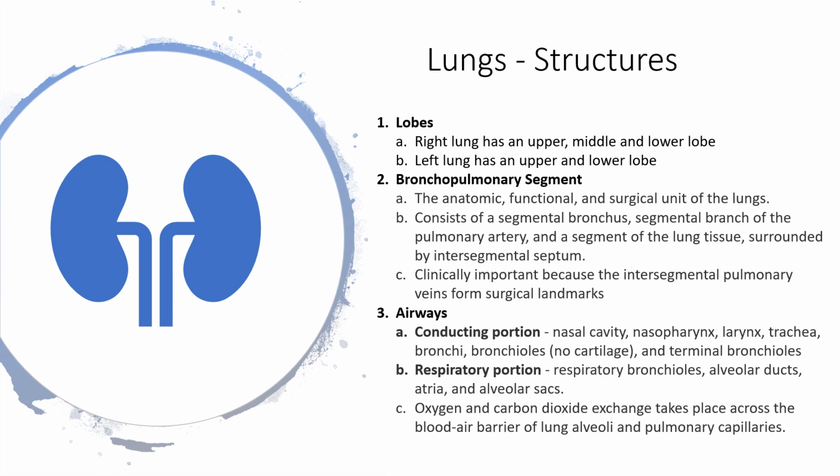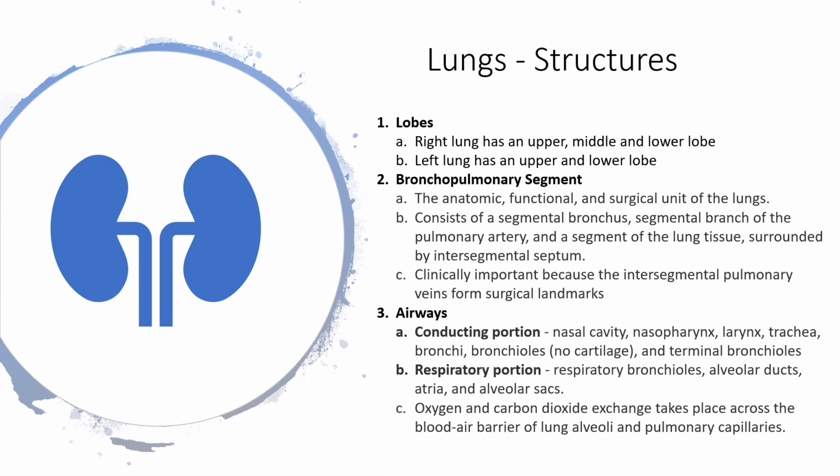The bronchopulmonary segment is the anatomic, functional, and surgical unit of the lungs. They consist of a segmental bronchus centrally, either tertiary or lobular, a segmental branch of the pulmonary artery, and a segment of the lung tissue surrounded by a delicate connective tissue septum called the intersegmental septum. They are clinically important because the intersegmental pulmonary veins form surgical landmarks, and thus a surgeon can remove a bronchopulmonary segment without seriously disrupting the surrounding lung tissue and major blood vessels.